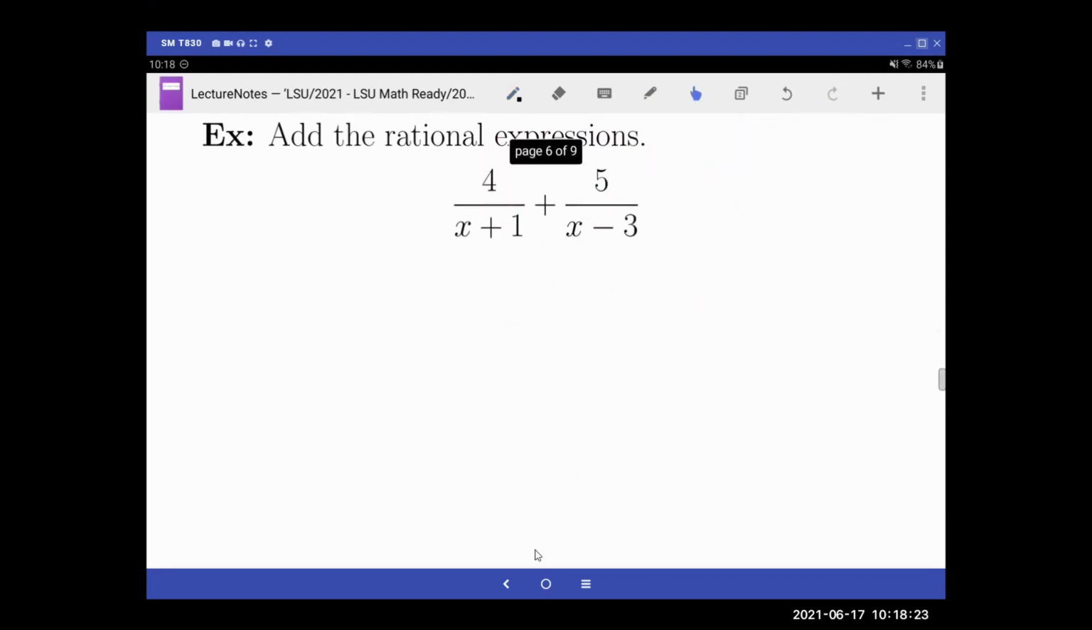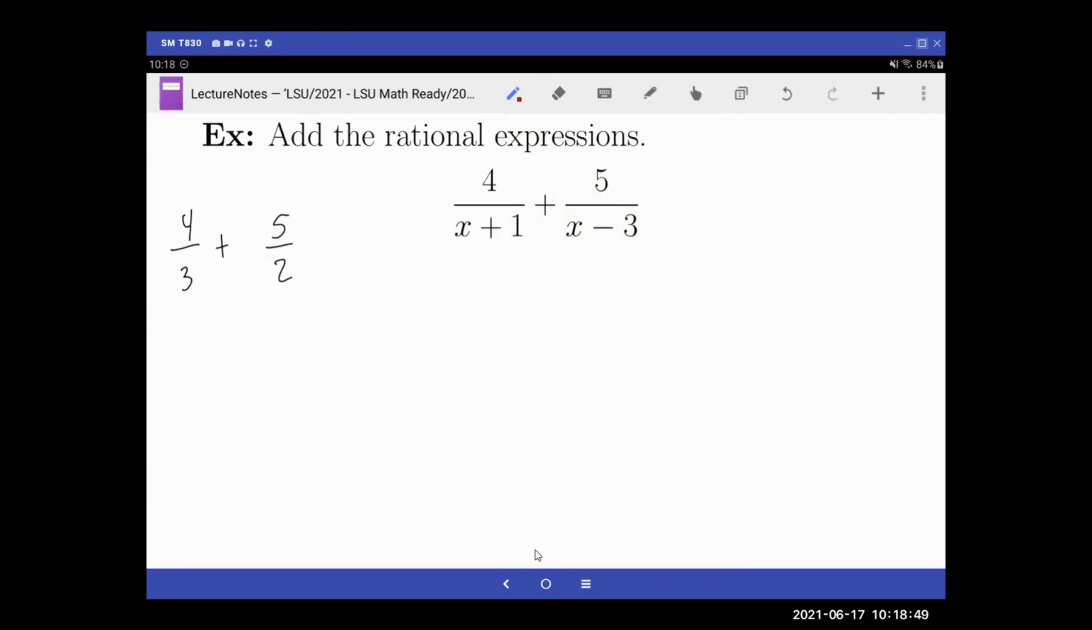Moving on. Let's add the rational expressions here. So we did multiplying and dividing. Here's addition now. Remember when you add, like 4 thirds plus 5 halves, you have to find a common denominator, which in this case would be 6. So you would do what you had to do to make this over 6.